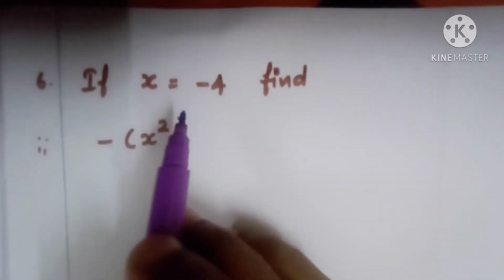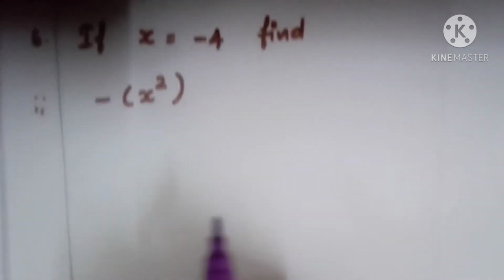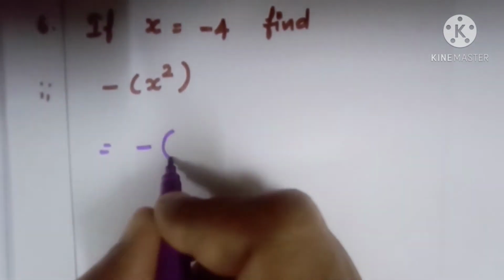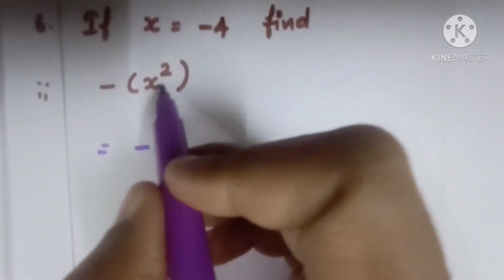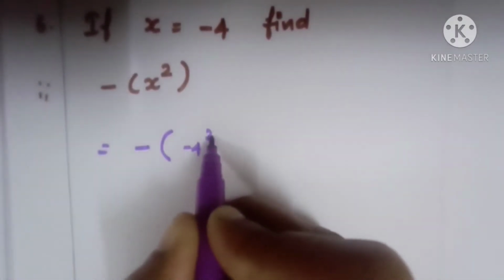If x is equal to minus 4, find minus x square. That is equal to minus x square. So in case of x, we have to put minus 4 the whole square.